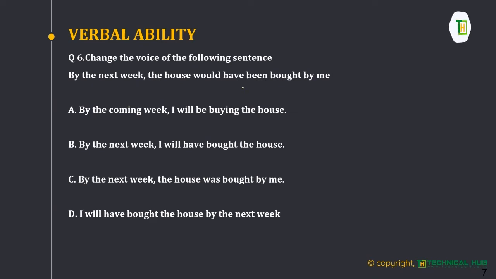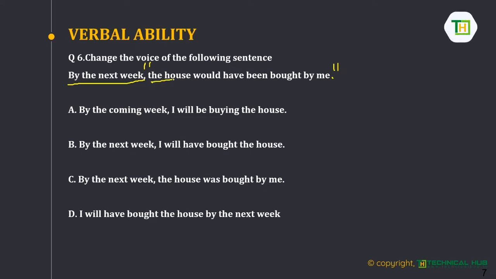So whenever you find such sentences, you don't bother about the first part of the sentence. This is common for everything. So the main sentence is here only. This is the main sentence, and you bother about it. So the house would have been bought by me. So what he has given is the passive form, and we want to make it in active form. So how can you change this?